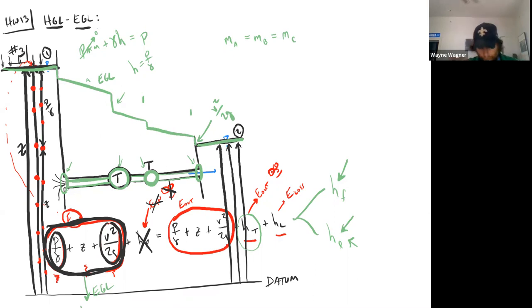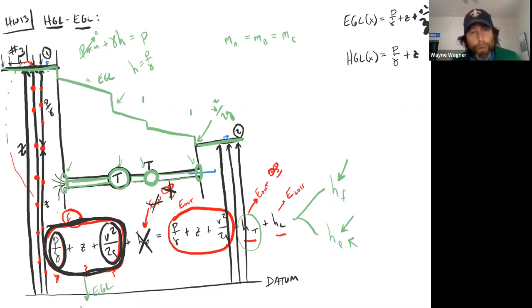Then what we do here, and on this problem it's a little bit trivial, but that's okay, is that, I guess I'll put over here, the EGL is basically the line. It's EGL as a function of x, because it depends on where in this system you are. It's just P on gamma plus z plus V squared on 2g. That's the EGL. HGL of x, the hydraulic grade line, is P on gamma plus z.